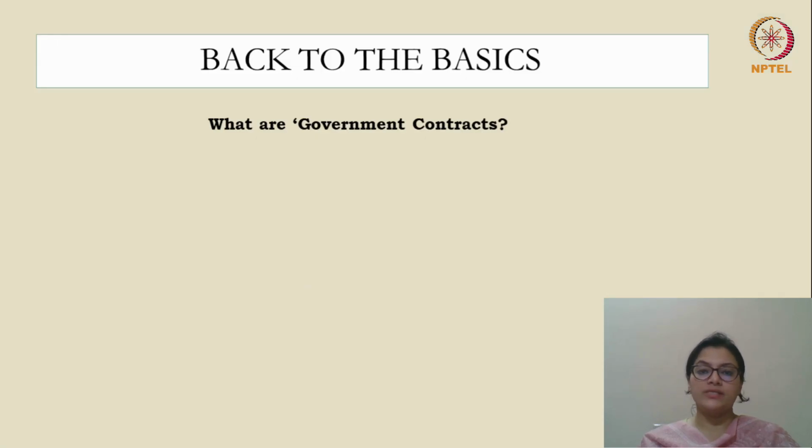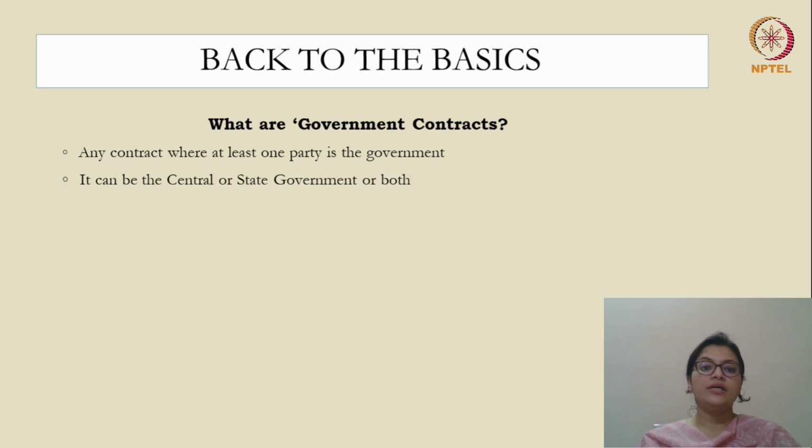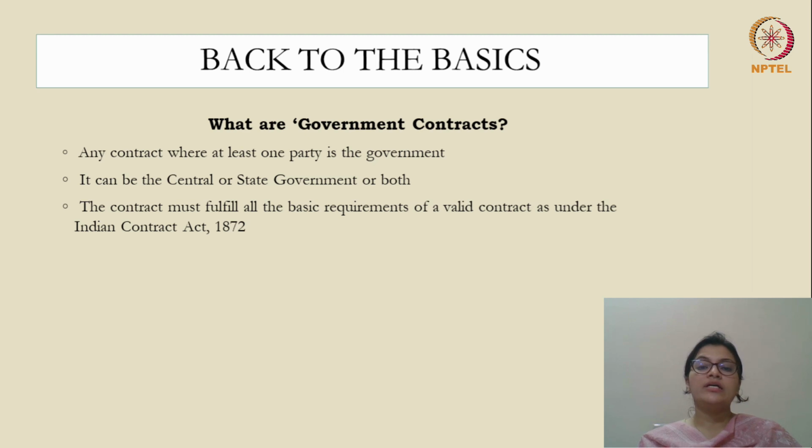Now, let us go back to the basics and ask ourselves what are government contracts? Any contract where at least one party is the government, it can either be the central or the state government or both. The contract must fulfill all the basic requirements of a valid contract as under the Indian Contract Act of 1872. Now, we will see in the subsequent slides that there are certain specific constitutional provisions that apply to any contract that a government wants to enter into.